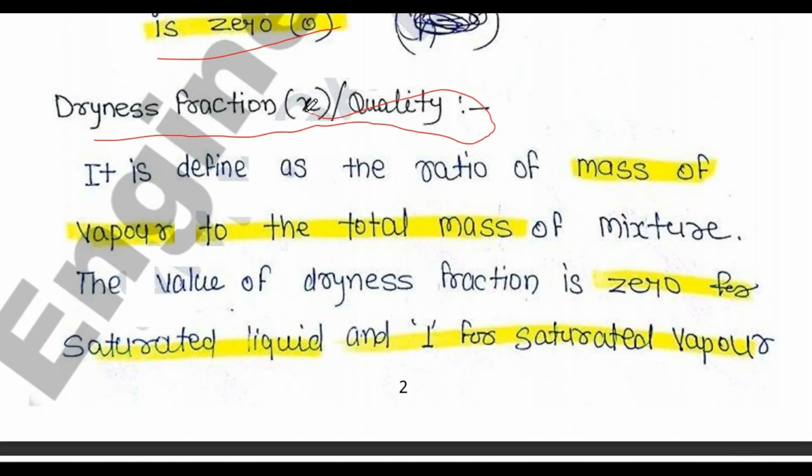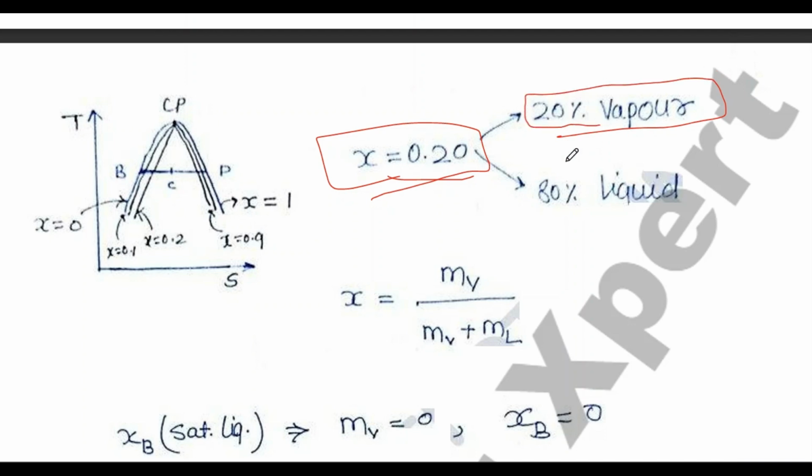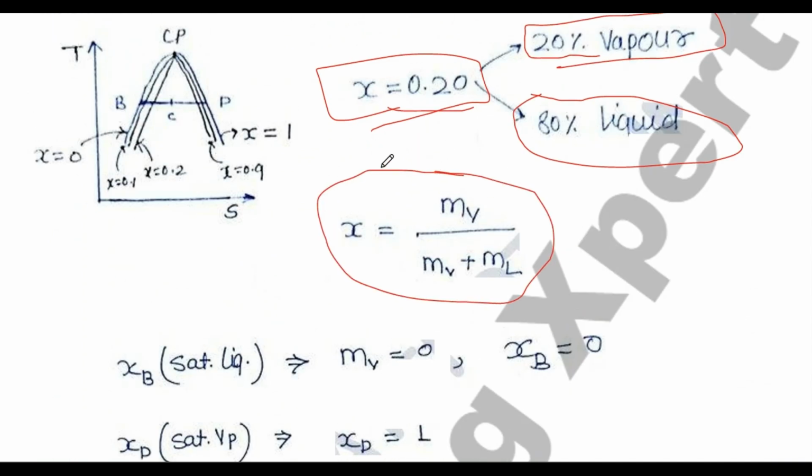This is an important term, the dryness fraction. It is defined as the ratio of the mass of vapor present to the total mass of the mixture in a container. We call it X, or dryness fraction. If in a container it is all vapor, then X is 1, and if it is all liquid, then X is 0. So what does X equal to 0.2 mean? It means 20% by mass is vapor and 80% by mass is liquid. This is the mathematical form for X.